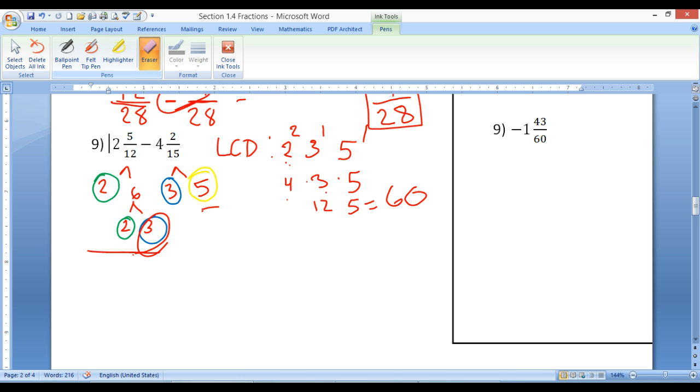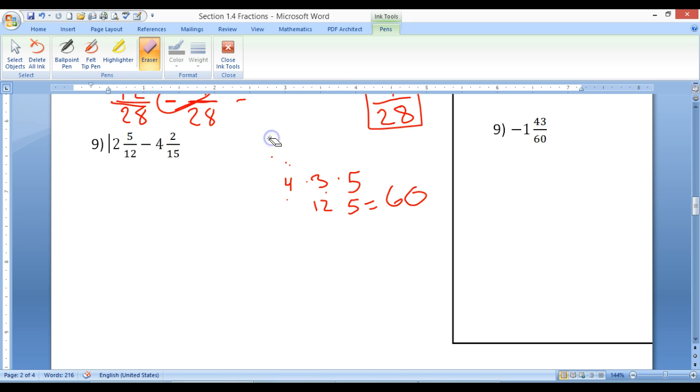And simply for space-saving reasons, I'm going to go ahead and erase this so that I can do some more work. Feel free to keep your scratch paper with all of this if that's the method you chose. Okay, so now I know my LCD is 60. Get rid of all of this. And now I need to make these denominators 60.